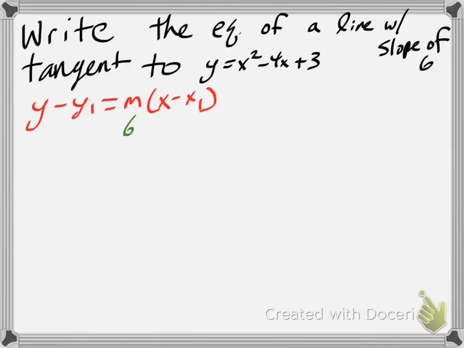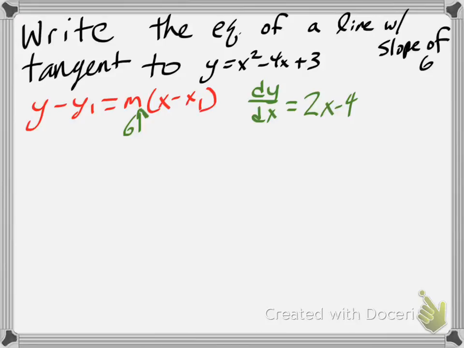So we have to really understand that we need an x value and a y value to make this problem answerable. To do that, we need to figure out the x where you have a slope of 6. The given function is in black here, so I'm going to write the derivative, dy/dx, using the same old product rule and power rule. This should be 2x minus 4, a relatively straightforward derivative.